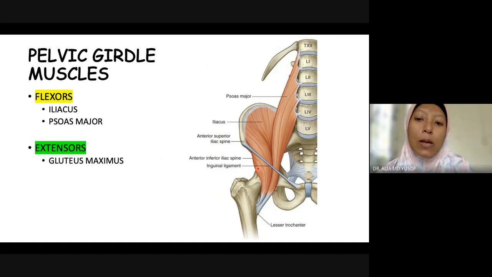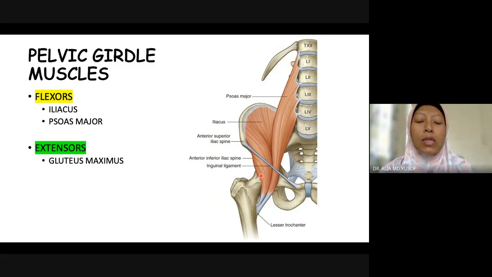Iliopsoas muscle. Right? They changed the name because the fibers merge. Okay, right. The function of these two are to flex the hip joint.